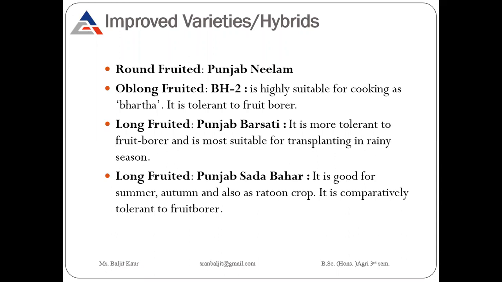If we talk about the oblong fruit varieties, the variety is BH2, which is suitable for cooking as bharta, and it is also tolerant to fruit borer. Then long fruited varieties are there, like Punjab Barsati and Punjab Sadabahar. Punjab Barsati is more tolerant to fruit borer and is most suitable for transplanting in the rainy season. Punjab Sadabahar can be grown in summer or autumn, and it can also be grown as a ratoon crop, and it is comparatively tolerant to fruit borer.